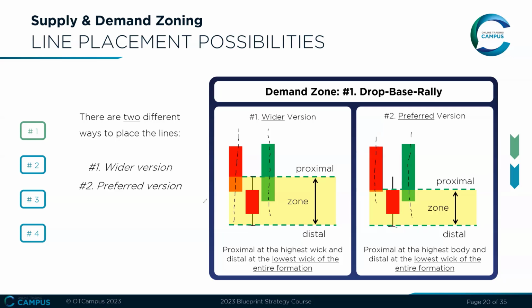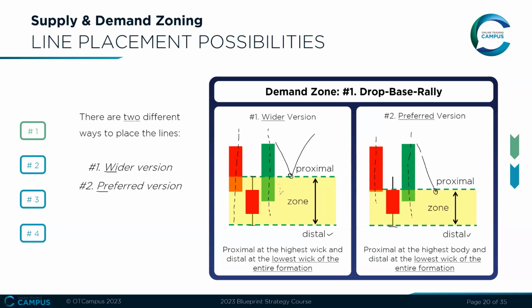So you can see when it comes to the wider versus the preferred, what does not change is the distal. It stays the same, right? That's our coverage line. So it's the furthest away from price. It does not change. What changes is the proximal. We either expect price to go slightly deeper into the zone, or we expect price to already potentially react from an upper area of the zone.